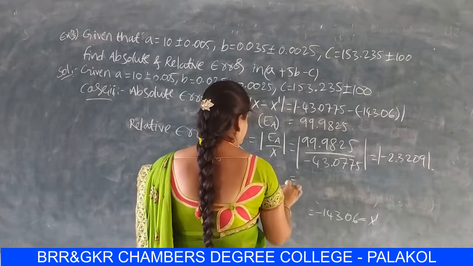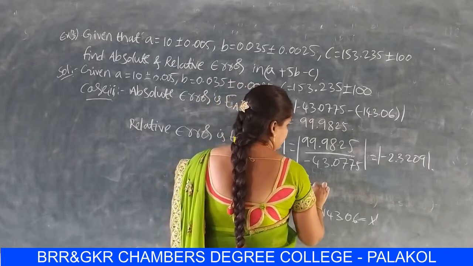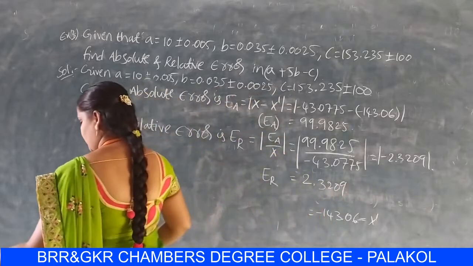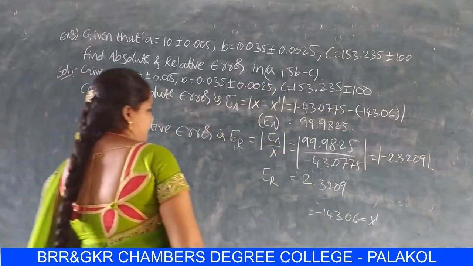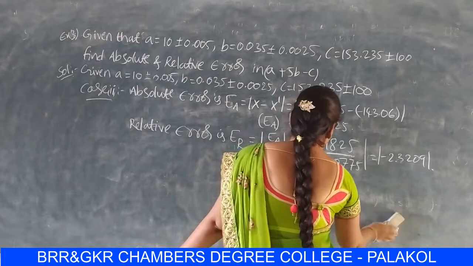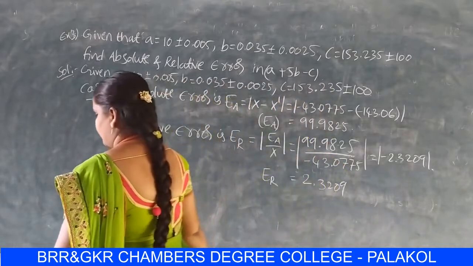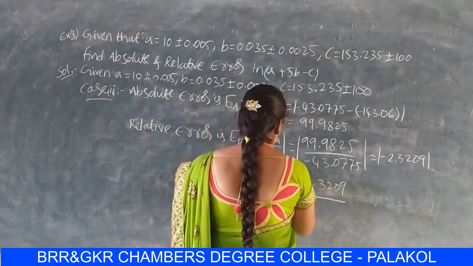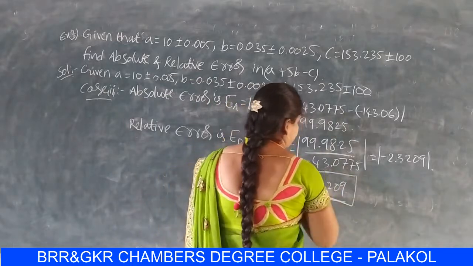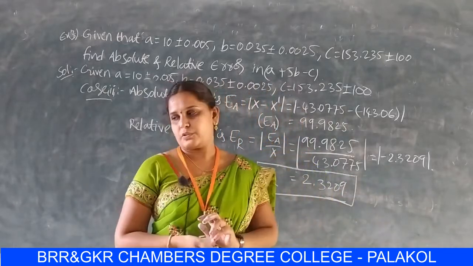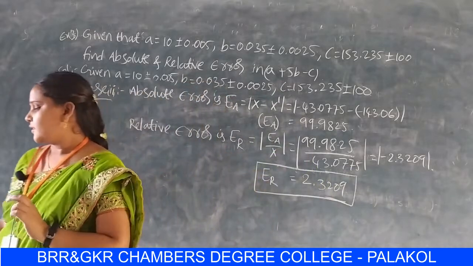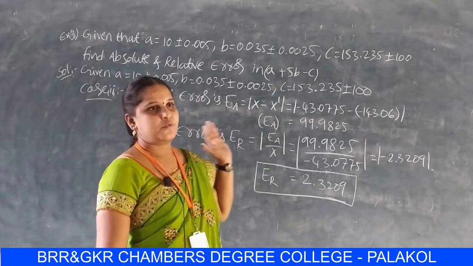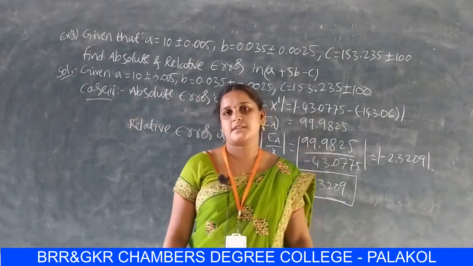So the relative error ER is equal to 2.3209. This sum is also complete, covering the different types of relative error. Dear students, in the 6th semester general paper of numerical analysis, the first unit is complete.